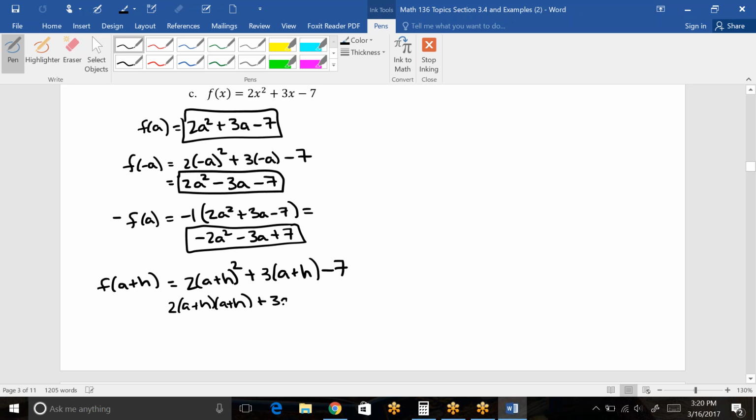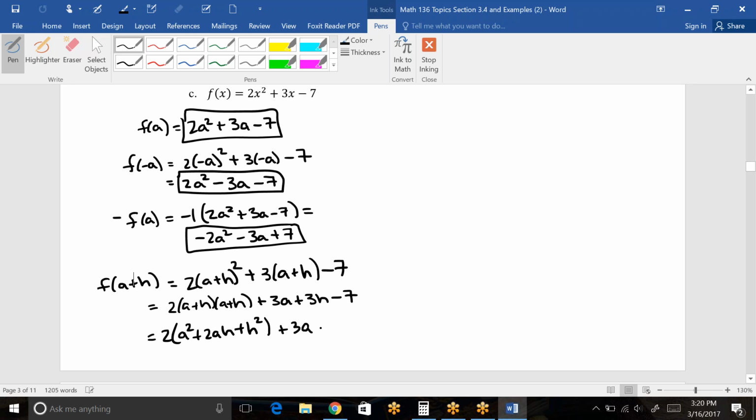We can go ahead and distribute this one. That'd be 3a plus 3h, bring down the minus 7. I'm going to FOIL out these a plus h's. A times a is a squared. You get one AH and another AH when you multiply the middles, and then you get an H squared.